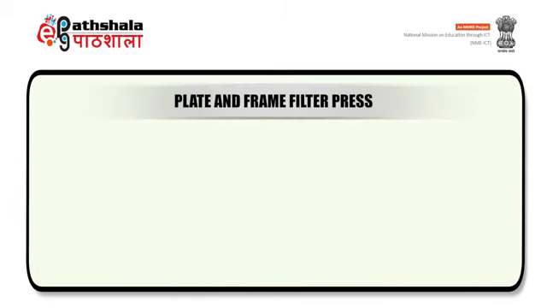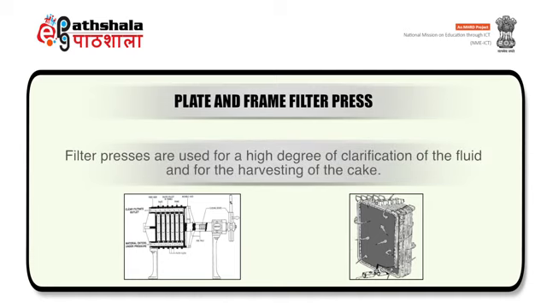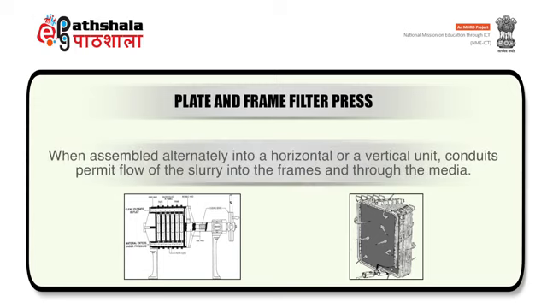Now come to the plate and frame filter press. The plate and frame filter press is the simplest of all pressure filters and is most widely used. The filter presses are used for a high degree of clarification of the fluid and for the harvesting of the cake. As the name implies, the plate and frame filter press is an assembly of hollow frames and solid plates that support filter media. When assembled alternately into a horizontal or a vertical unit, conduits permit flow of the slurry into the frames and through the media.